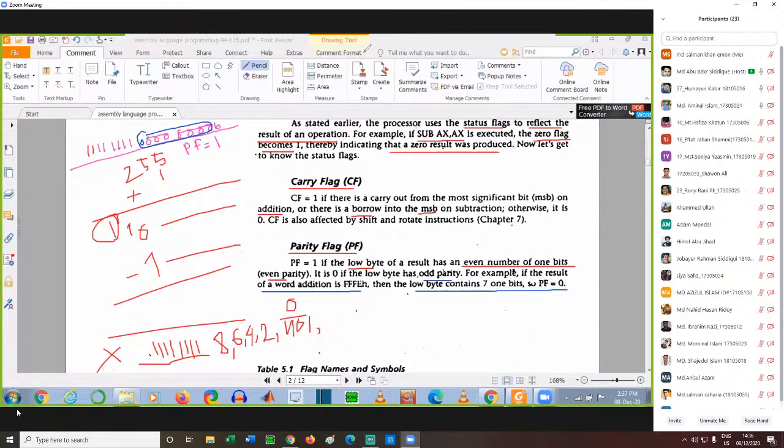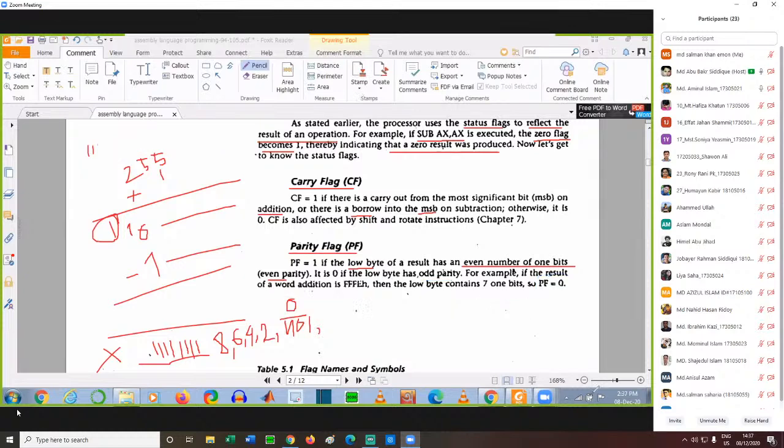Sir, it is 0 because there is only one 0. Okay, so what you have to do, this is the hex number they have given. So you have to convert to binary, the reference is binary. Sir, we just convert F and E, the low byte. Right. So you can see how many 1s we have. Seven 1s and one 0. Okay, look, seven 1s. That's why PF equals 0. Clear? Okay.